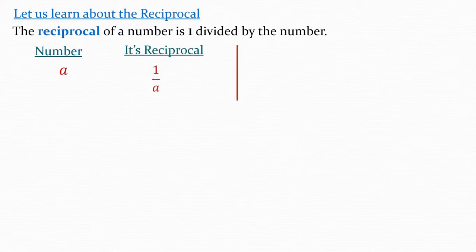Let us learn about the reciprocal. The reciprocal of a number is 1 divided by the number. For example, number A, its reciprocal is 1 by A. Number 1 by 2, its reciprocal is 2.